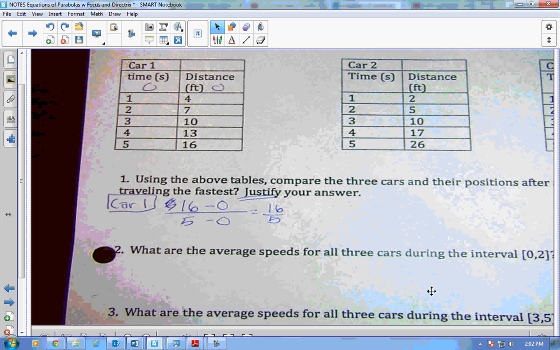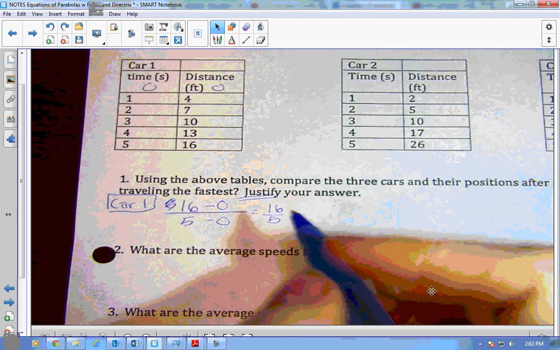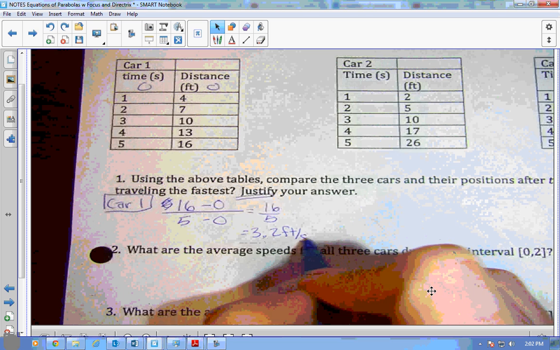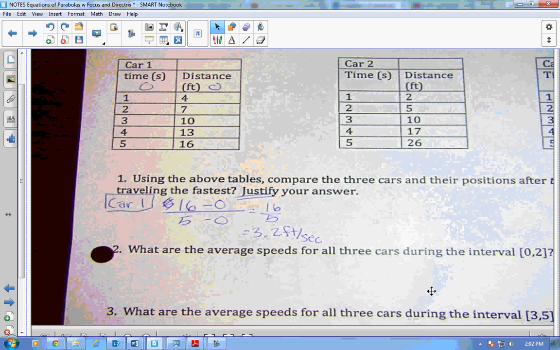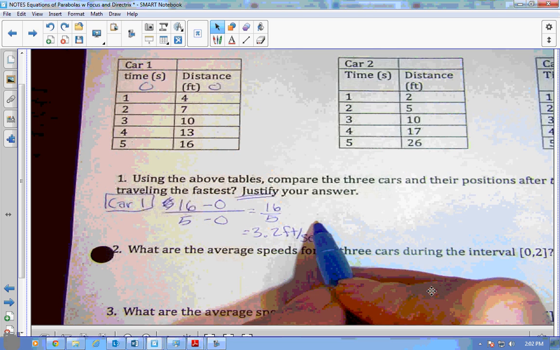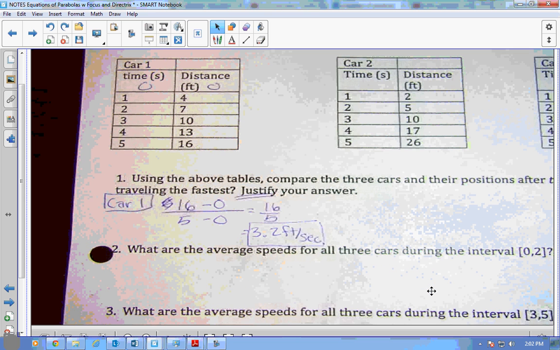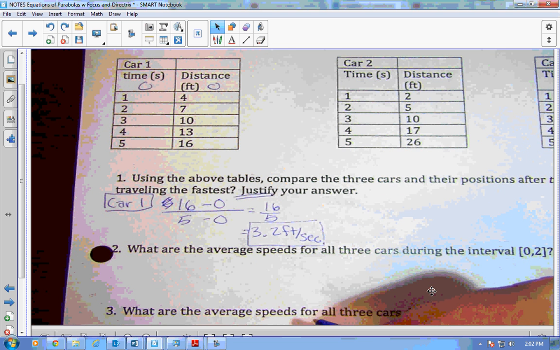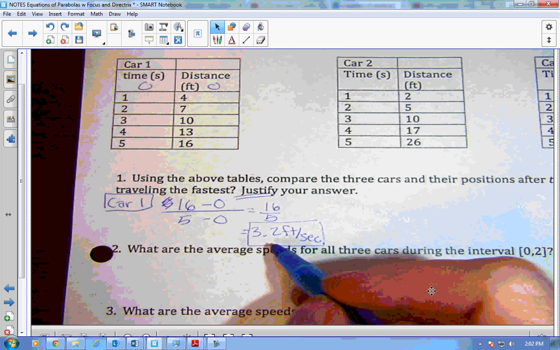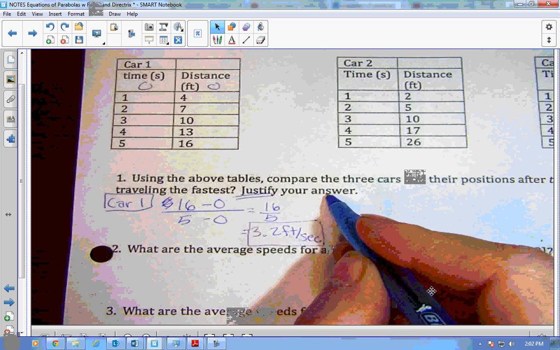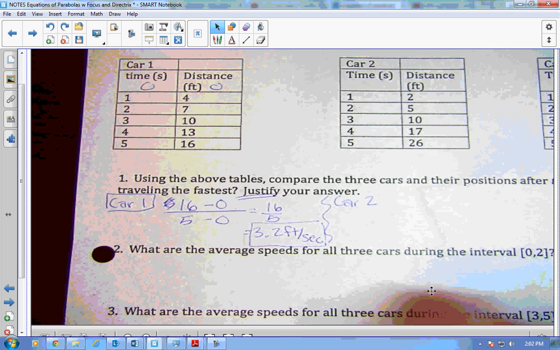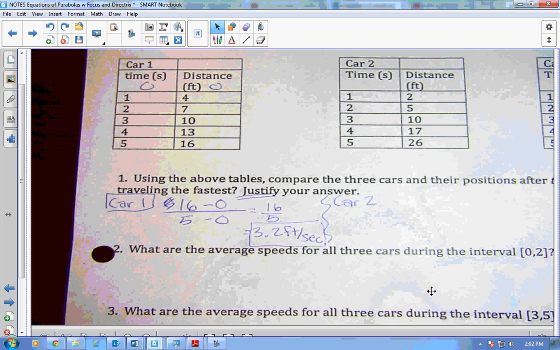Did that come out evenly? 3.2 feet per second. This is also a unit rate because it's per 1 second. Over the 5 seconds of time, we get 3.2. Average speed here is 3.2 feet per second. Average velocity, okay? And the speed is the positive version, which is also 3.2 feet per second.